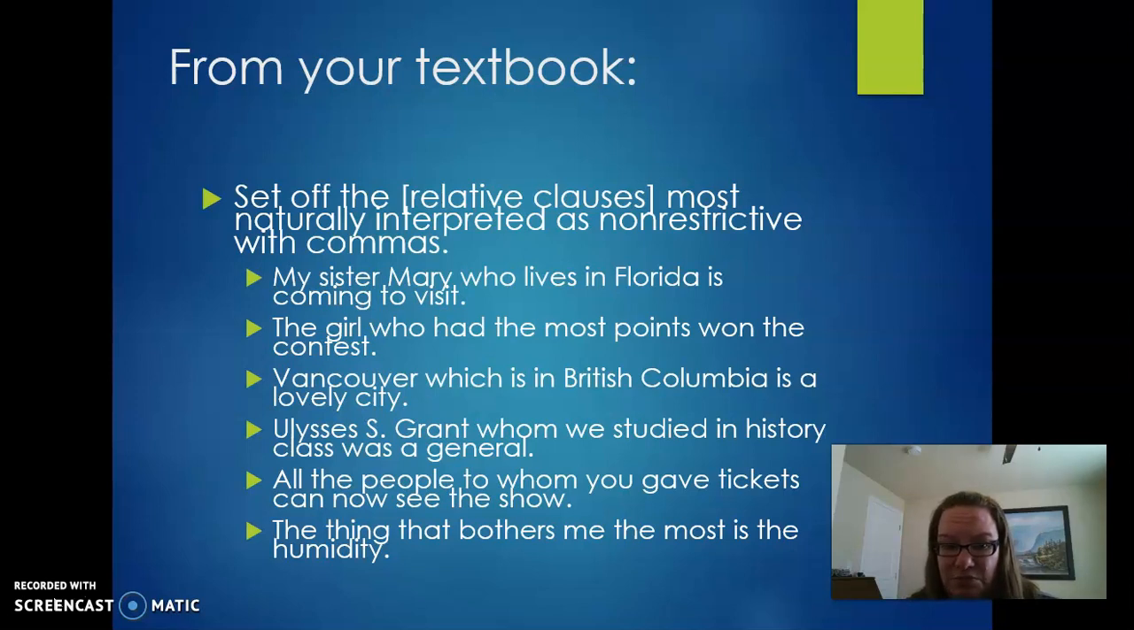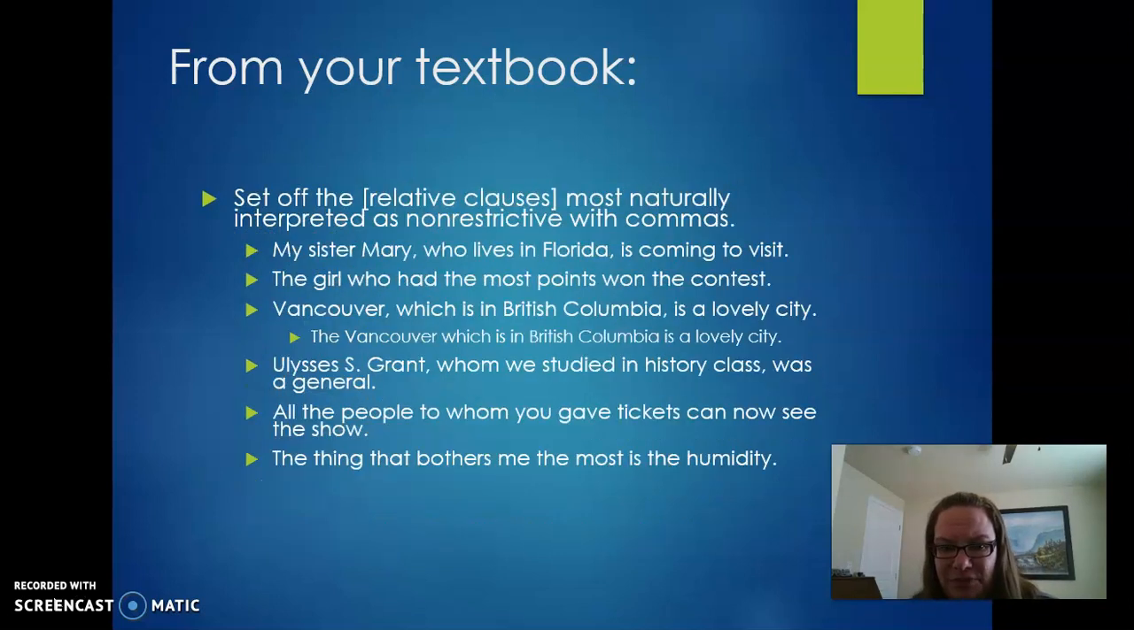Okay, so here's some practice. So here are some sentences. You can pause it if you want for a minute to put in your commas, or you can keep going. And I'm going to show you the answers. Okay. So when we look at the first one, my sister Mary, comma, who lives in Florida, is coming for a visit. Well, I probably don't have more than one sister named Mary.